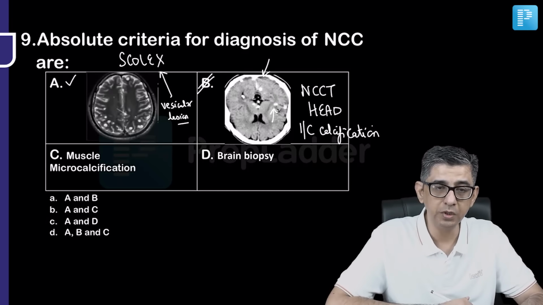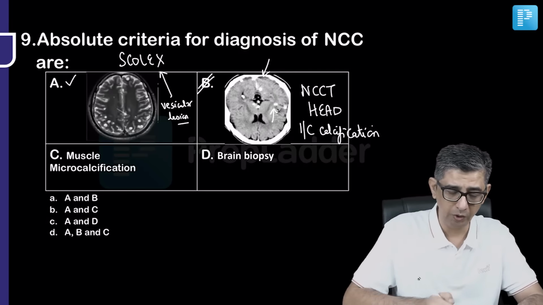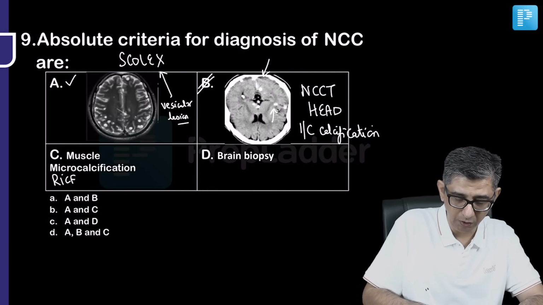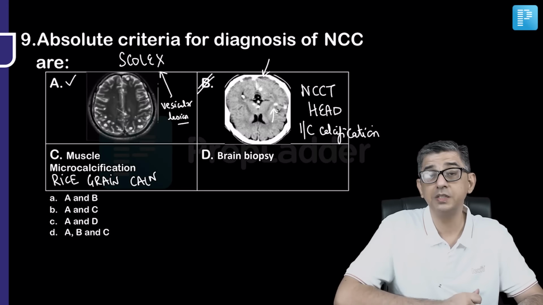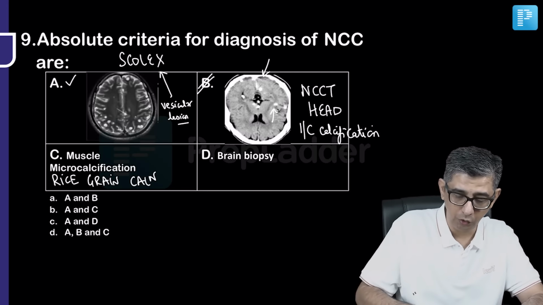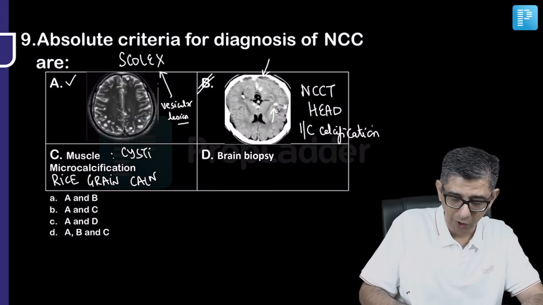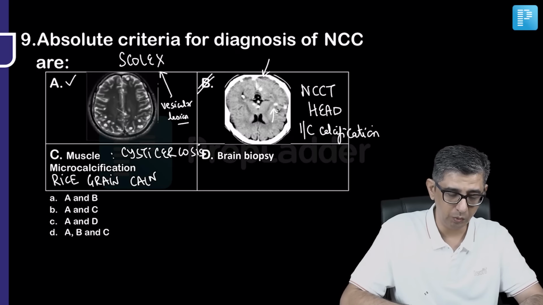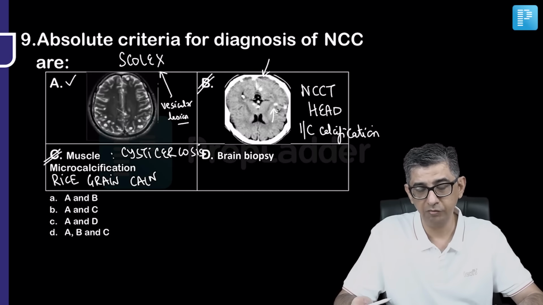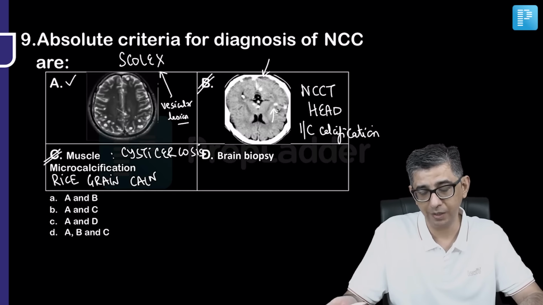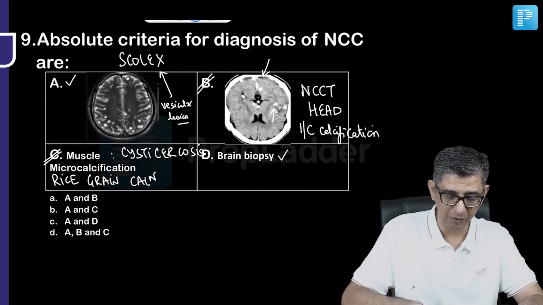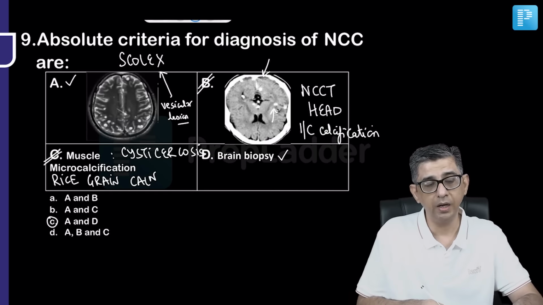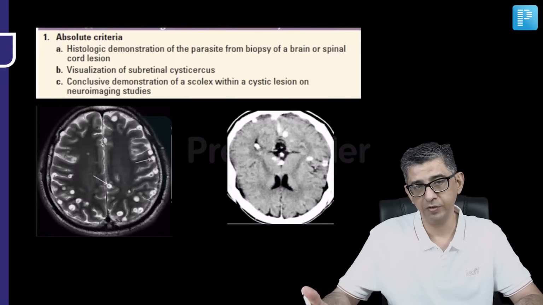Then if you look at option C, muscle microcalcification, he's talking about rice grain calcification. In the routine videos, I've shown rice grain calcification also for cysticercosis. So option C is not valid for neurocysticercosis. Option C is valid for cysticercosis, which is why option C can be ruled out. And brain biopsy, if histopathology can give us a diagnosis, that is cool. So A and D will make the cut here, which is why the answer to this particular question is option C. And I'll just show you the reference of the textbook also.